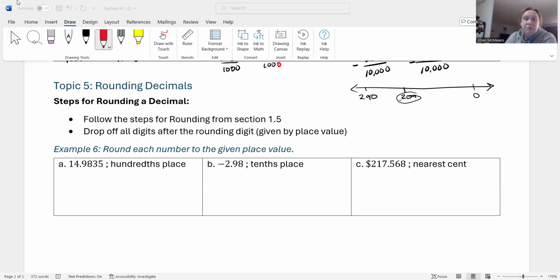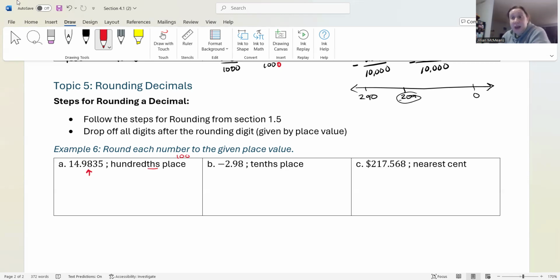We have 14.9835, which is really 14, and 9,835 10,000ths. Okay, but again, you kind of see why sometimes we just say 0.9835. It's not quite the mouthful, okay? But in this case, we want to round it to the hundredths place. So remember, 100 has two zeros, so we're looking at two decimal places in.